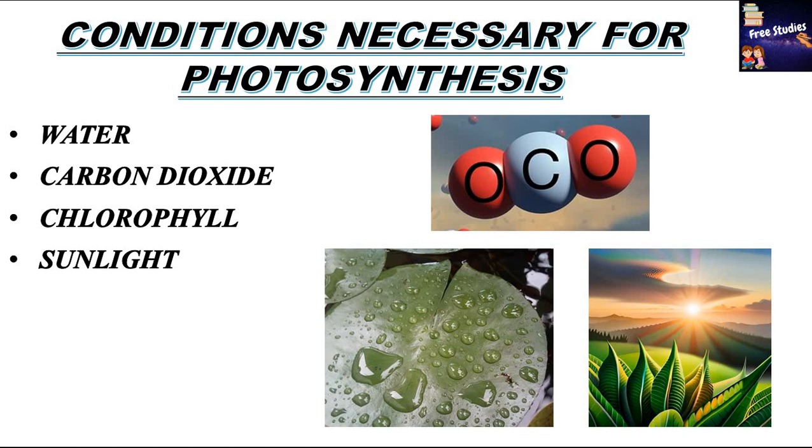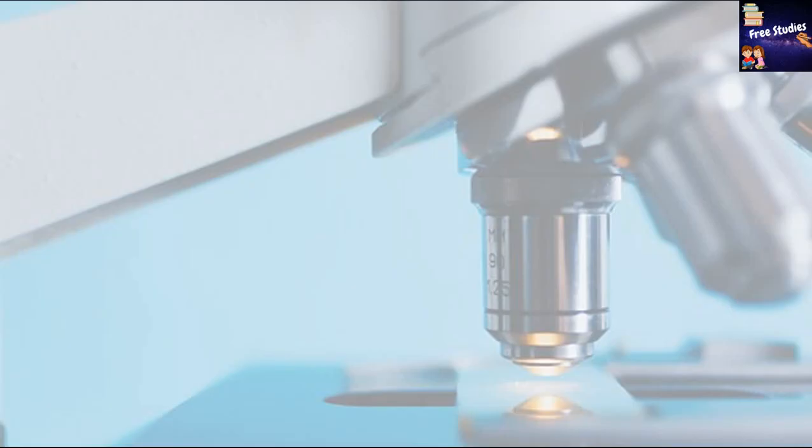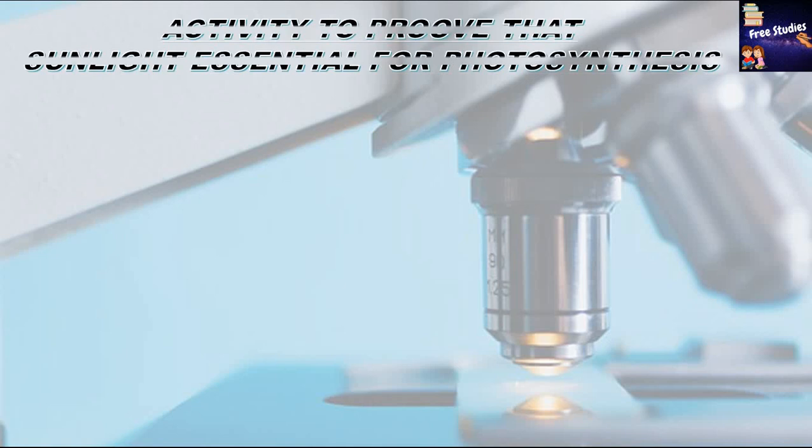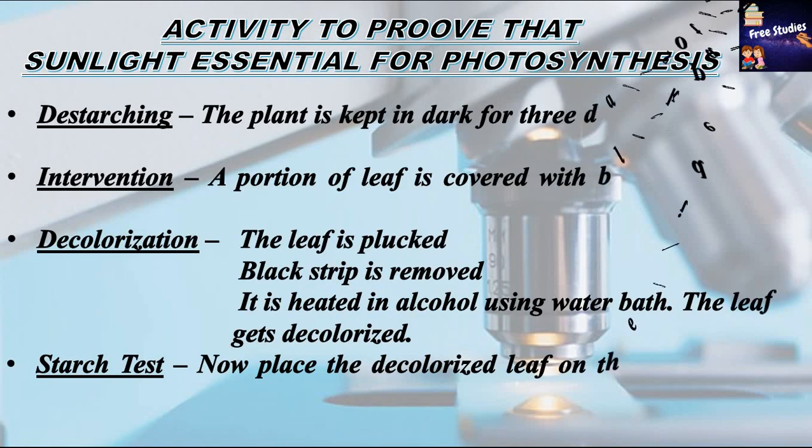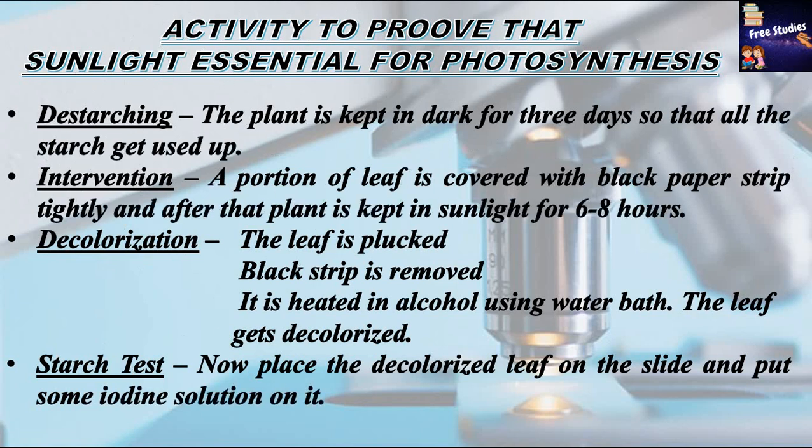Now there come three activities to prove that sunlight, chlorophyll and carbon dioxide are essential for the process of photosynthesis. First, we will prove that sunlight is essential for photosynthesis. For proving this, there comes an experiment. The first step of the experiment is the destarching of the leaf. How will we destarch our leaf? The plant is kept in the dark for 3 days so that all the starch gets used up. You have to put the plant in a dark room where no sunlight is there.